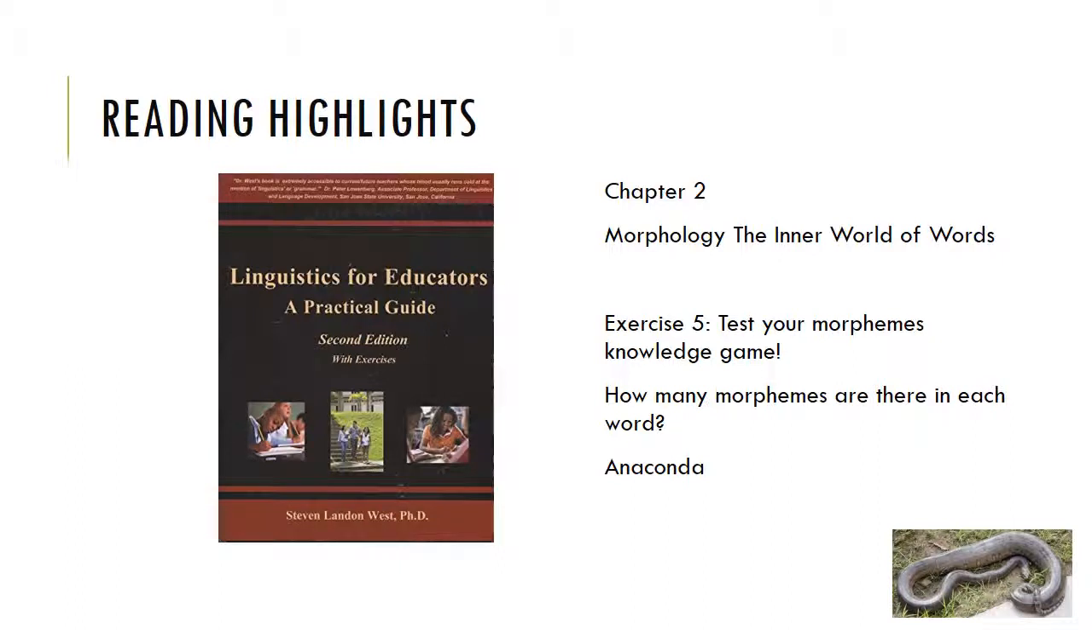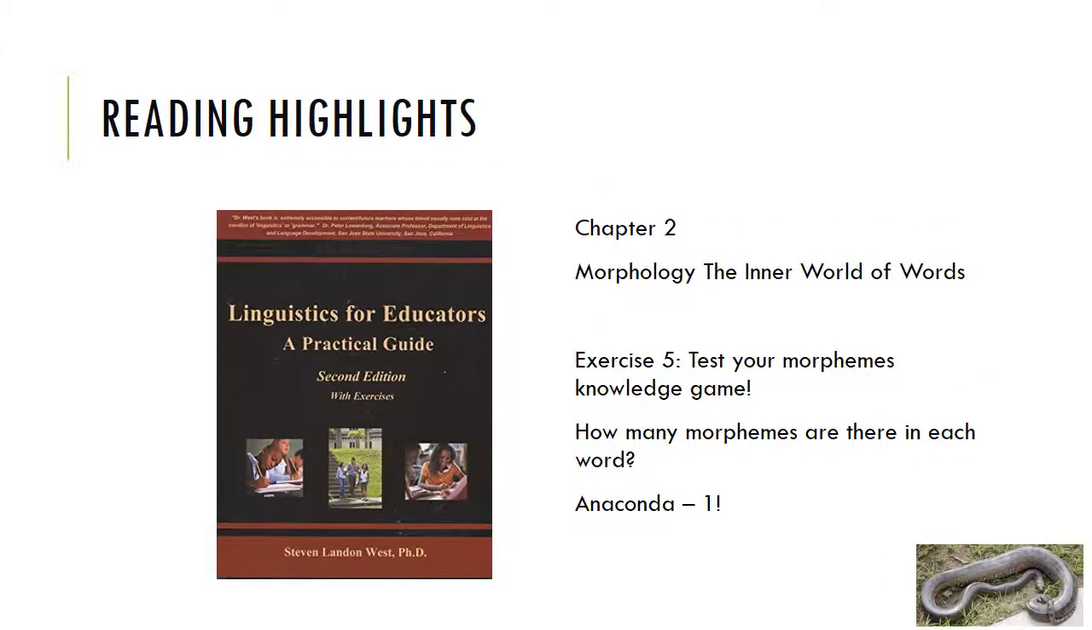What about anaconda? And I made this picture of the anaconda small in case anybody's afraid of snakes out there. This is tricky. Remember, we're talking about the meaning that the morphemes bring to the word. How many morphemes are in this word? 1. I know. Surprised, right? We were too. We even emailed Dr. West about this. And he said yes, because none of those individual morphemes contribute meaning to the word. Therefore, the word anaconda is considered a 1 morpheme word.